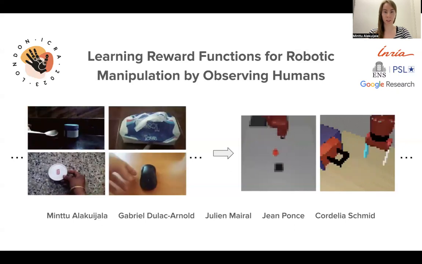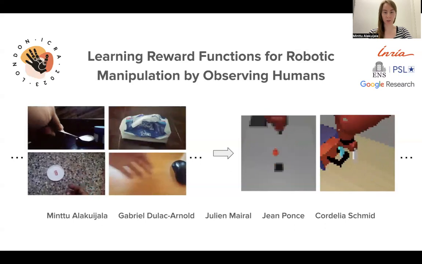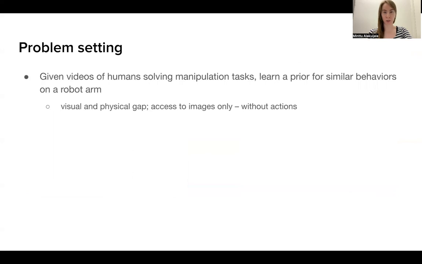Hi, my name is Minttu Alakuijala, and it's my pleasure to present our paper, Learning Reward Functions for Robotic Manipulation by Observing Humans. Given videos of humans solving various manipulation tasks, we wish to transfer knowledge from this data to a robot arm. This is quite different from the usual imitation learning setting.